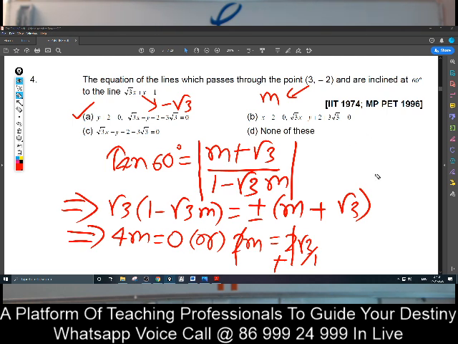Let me repeat this. The same concept, what we have learned previously. I have not used the formula. We have just used the concept only. What is the concept here? The line equation is needed on which a point is given to be (3, -2), whose slope is not known to us. We have taken the slope as m.